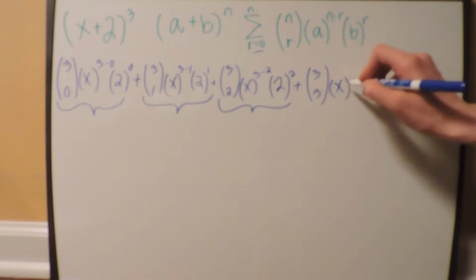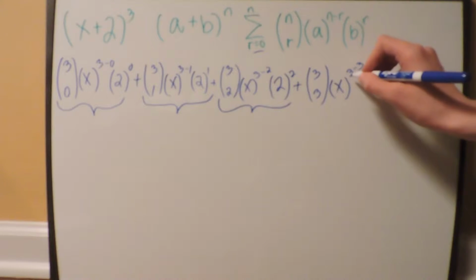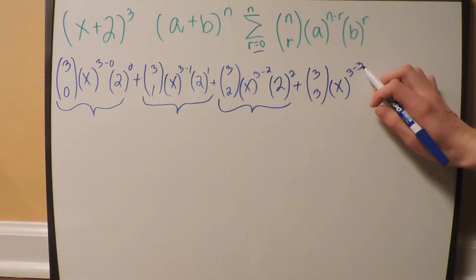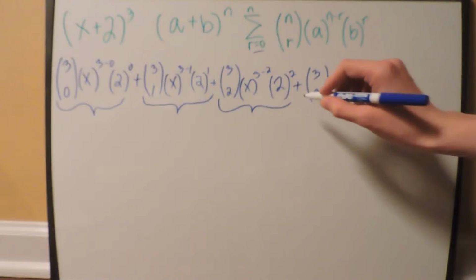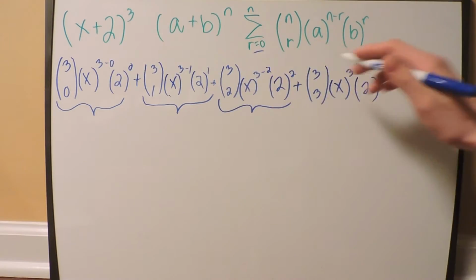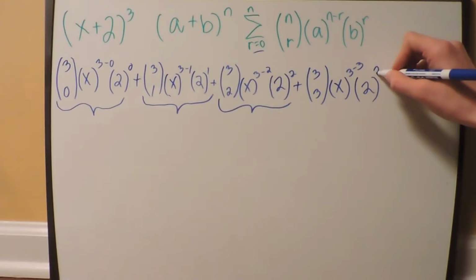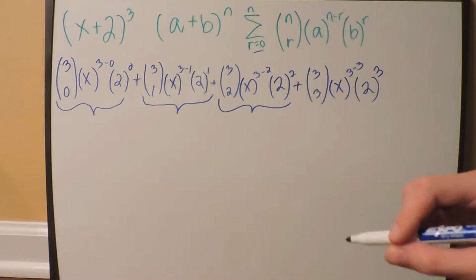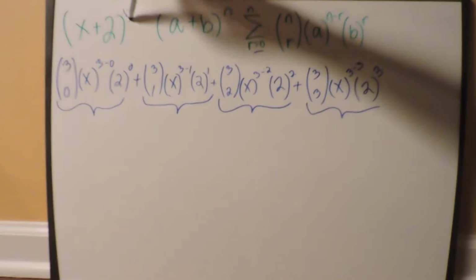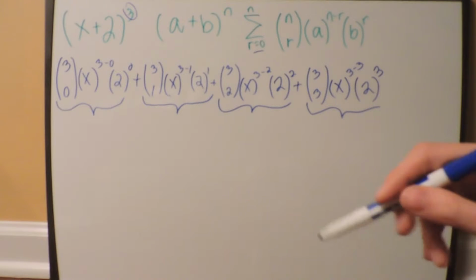And so we're going to multiply that by x to the 3 minus 3 because 3 is our r, 3 is our n. So 3, which is our n, minus 3, which is our r, times 2, which is b, to the r, right? Which is going to be, in this case, 3. Good. So we have our 4 terms. You're always going to have one more term than you have exponents, right?